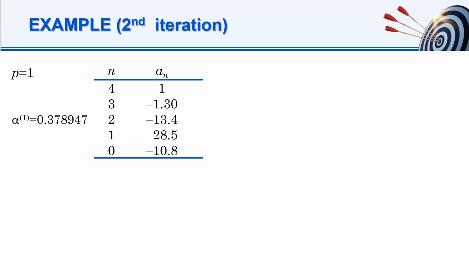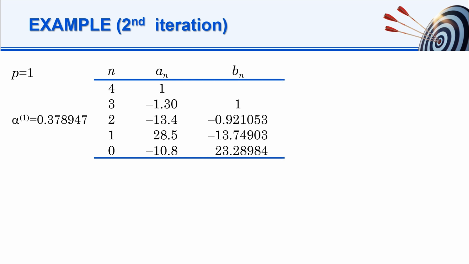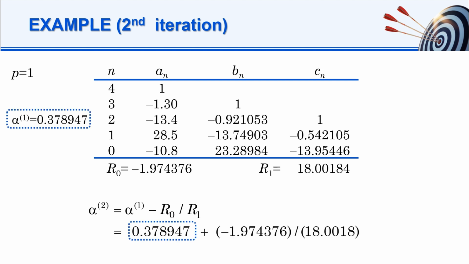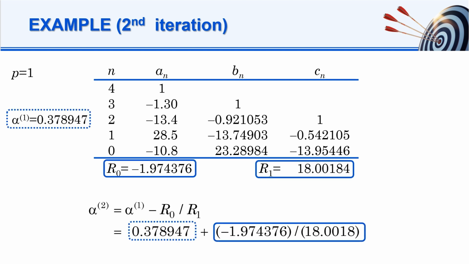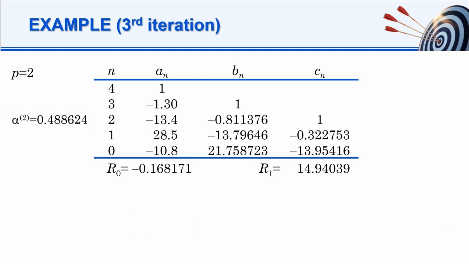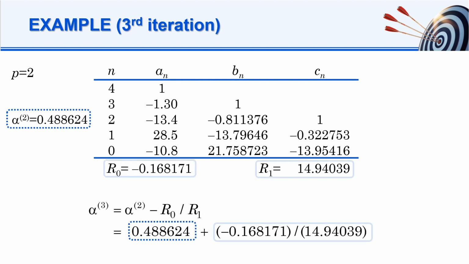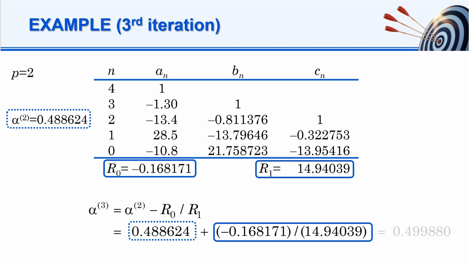We will be skipping the detailed calculation of b's and c's. b's are calculated using the a's, and c's are calculated using the b's. The second estimate is obtained as 0.488624. The third estimate is found as 0.49988. Here we may also watch our R0 for convergence since it is the remainder.